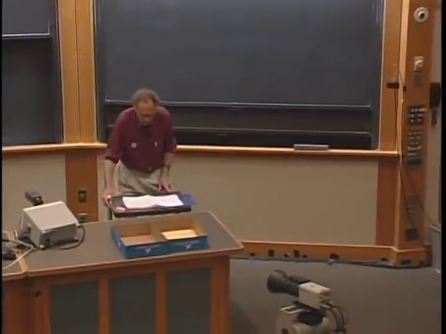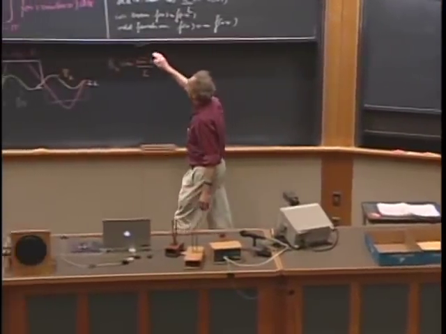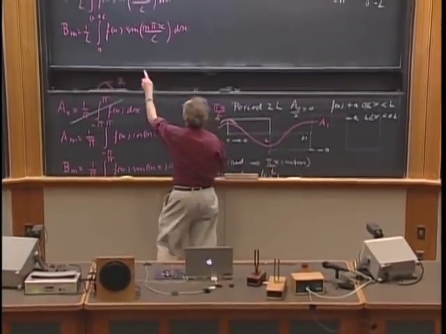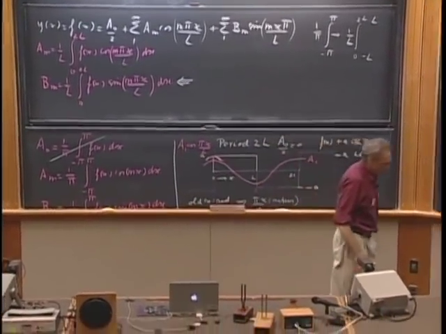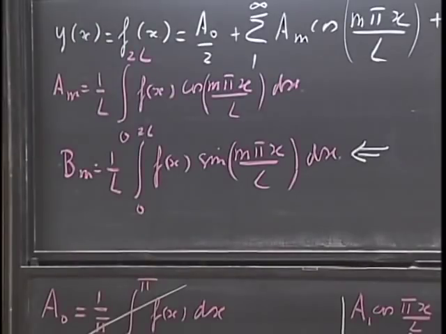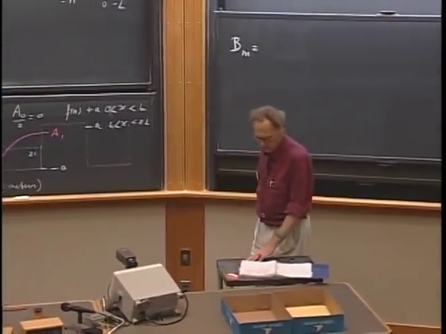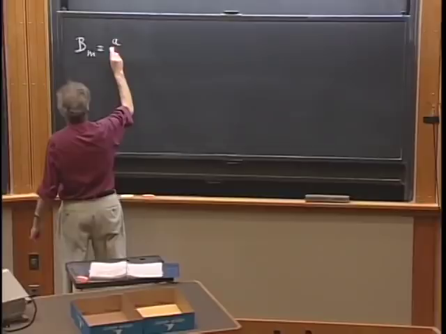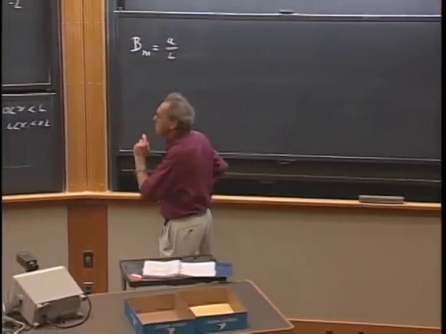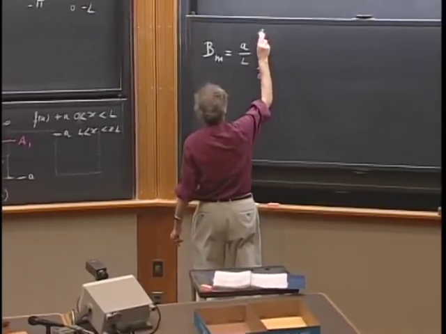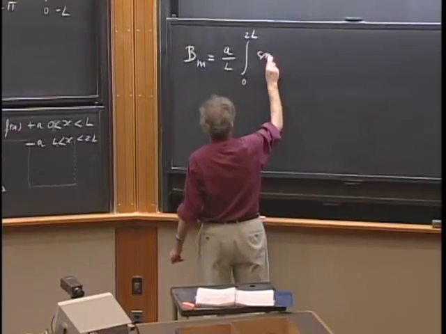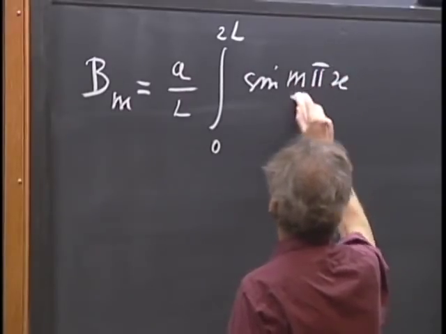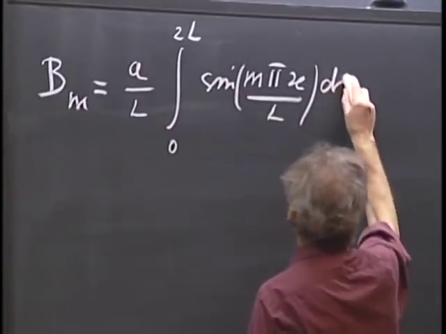So we now execute our recipe. And here it is, adjusted to our x. And so we're going to get that B of m. Now the function is defined between 0 and L as plus A. So I can bring the A outside and put it here. And then I get the integral from 0 to L, and then I get the sine of m pi x divided by L dx.